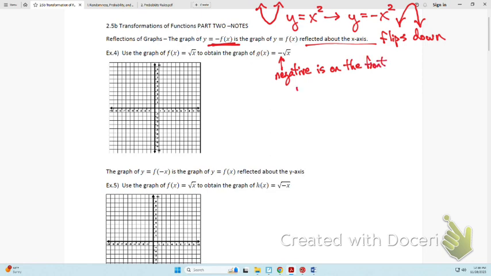It flips it down. It reflects it over the x-axis. So if I ask you to describe the transformation, I would personally just write flips down. I like to graph the original graph, the parent function, and that is 0, 0, 1, 1, 4, 2, and 9, 3. So this is the parent function. We learned that yesterday.